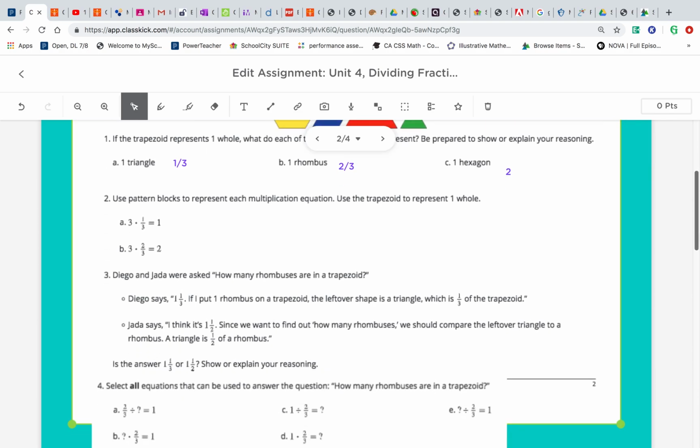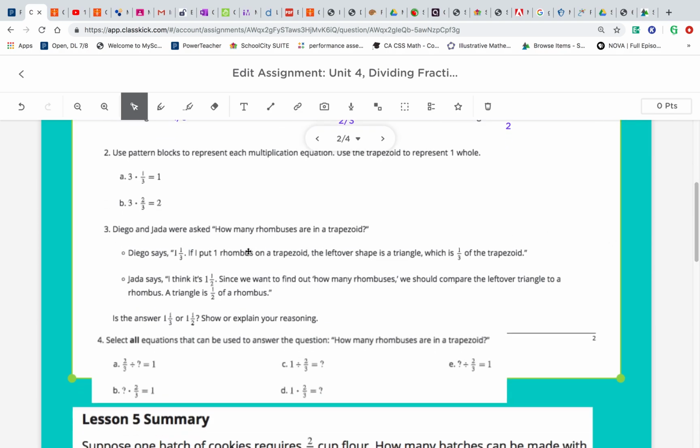All right, then for number 3, Diego and Jada were asked how many rhombuses are in a trapezoid. Diego says 1 1/3. Says if I put 1 rhombus on a trapezoid, the leftover shape is a triangle, which is 1/3 of the trapezoid. Jada says, I think it's 1 1/2. Since we want to find out how many rhombuses, we should compare the leftover triangle to a rhombus. A triangle is half of a rhombus.